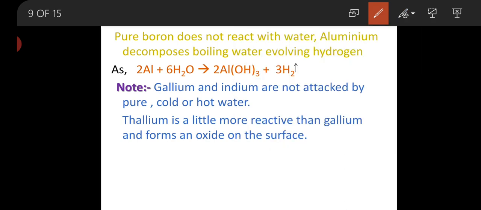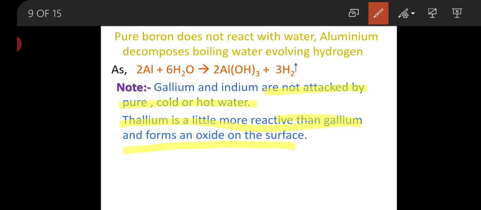Whereas gallium and indium are attacked by pure and cold water only, otherwise they remain as usual, whereas thallium is more reactive than gallium and forms oxides on its surface only.